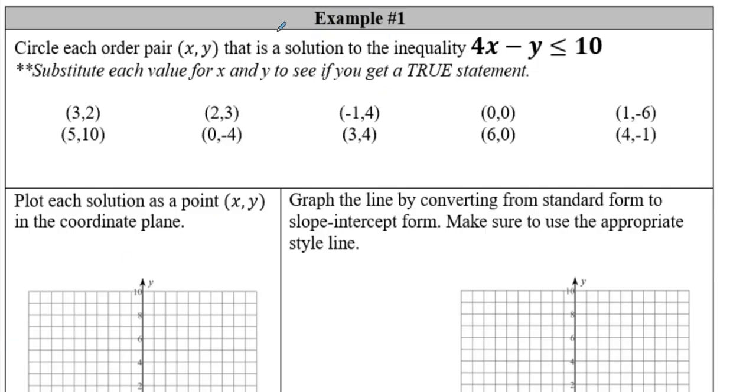We have example number 1. It wants us to circle each ordered pair that is a solution set to this inequality, meaning we are going to substitute. We have our x value and our y value, and we're going to plug these in here, and we want to make sure that whatever we evaluate on the left is actually indeed less than or equal to the number 10. So that means we can get 10 here and any number less than 10.